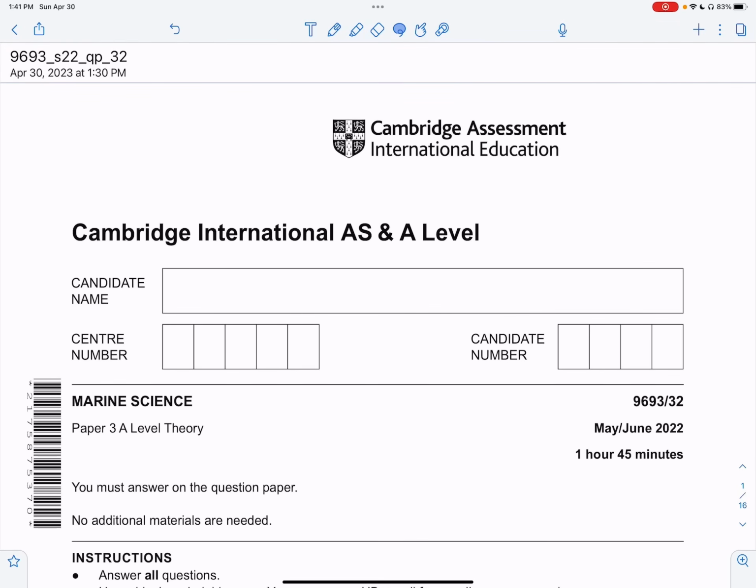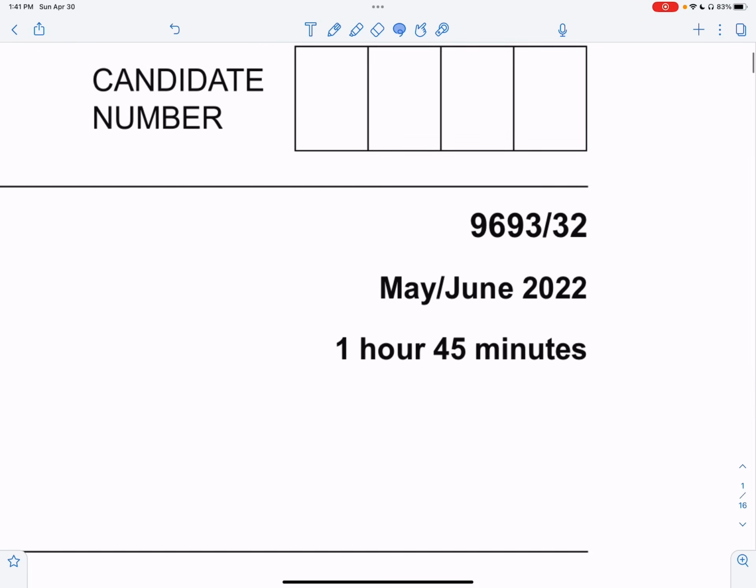This is a review of the A level for marine science, paper 3, version 2, from May, June 2022. These are all available online, so if you want to also do this with me for studying purposes for your paper tomorrow, follow along. You can print them out, or you could do it electronically on a tablet.